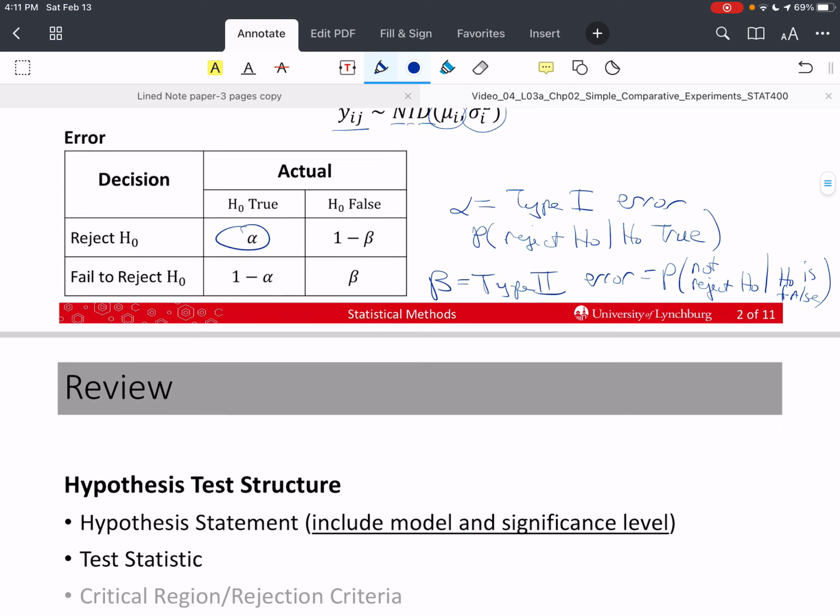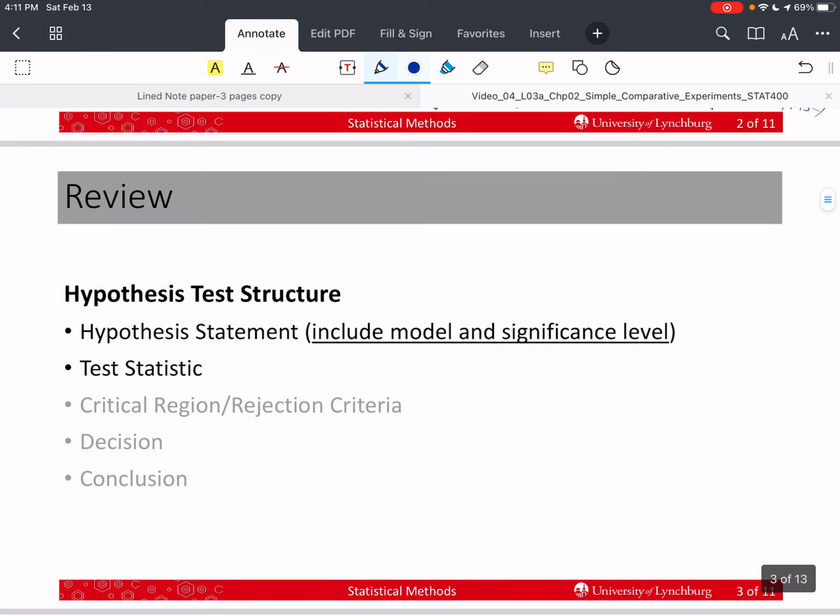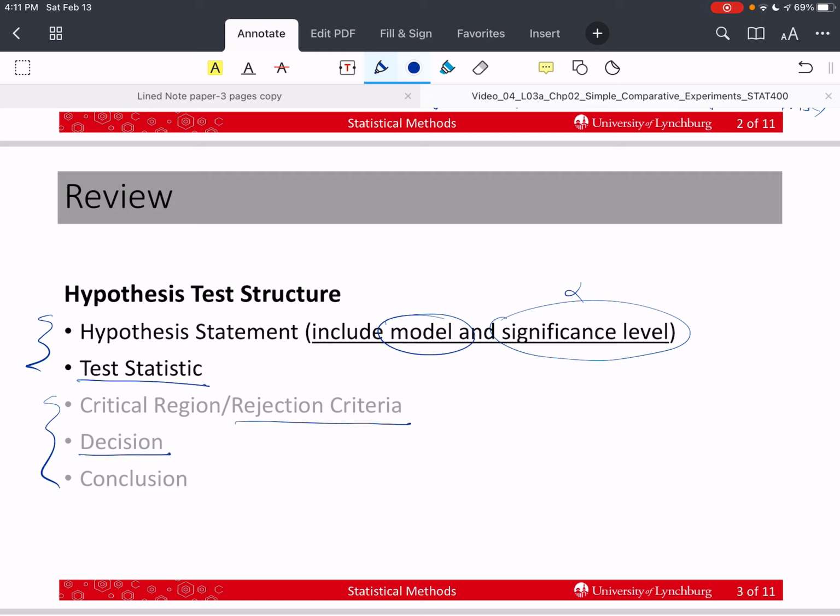All right. The structure for a hypothesis test has 5 steps. The first is the hypothesis statement, and in this course, that's going to include also a statement of the model and the significance level, alpha. The second step is a test statistic. We went over both of these last time. And in this video, we're going to go over the last 3 steps: the critical region or rejection criteria, how to make the decision, and the concluding statement, the conclusion, a way to communicate this not only to other statisticians, but to lay people as well.